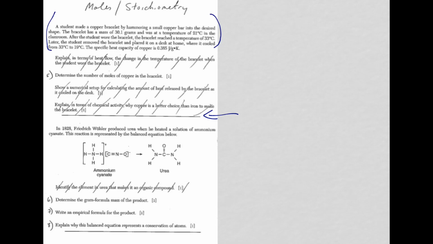Make sure you realize that you need to use that information at times to answer questions. So what I've done is I crossed out other questions here that go along with the reading passage that are in other topics, and we're going to focus our attention here on determining the number of moles of copper in the bracelet, because it's under moles/stoichiometry. So let's take a look.